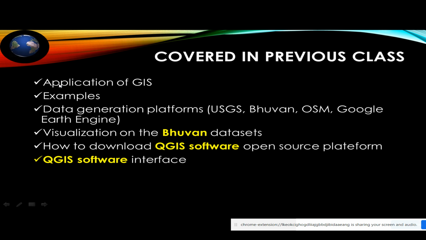Okay. So the application of GIS we have seen. I have covered all these things. So the data generation platforms we have gone through, all these USGS, Bhuvan, OSM, Google Earth Engine. I told about them in the last class, and I visualized them. I showed you the features of the Bhuvan platform and what things that platform is offering.